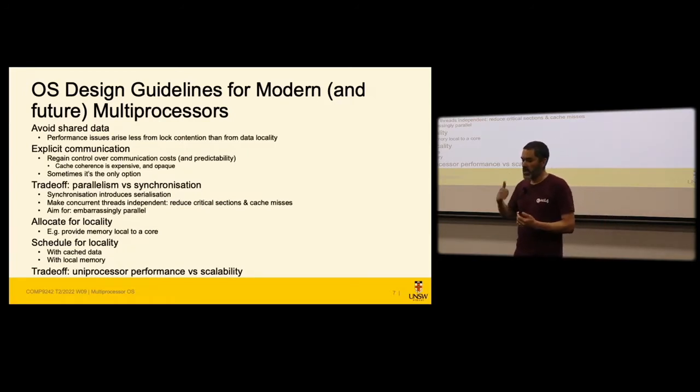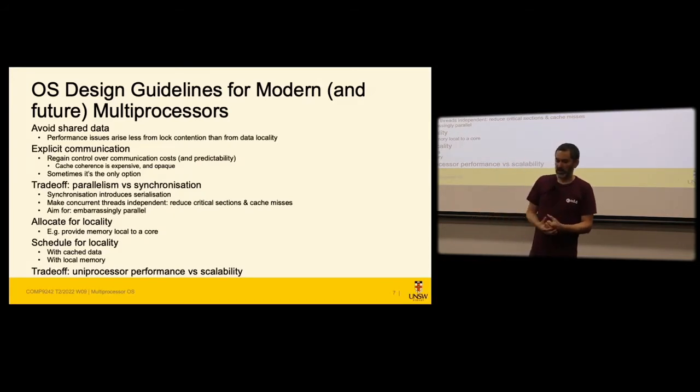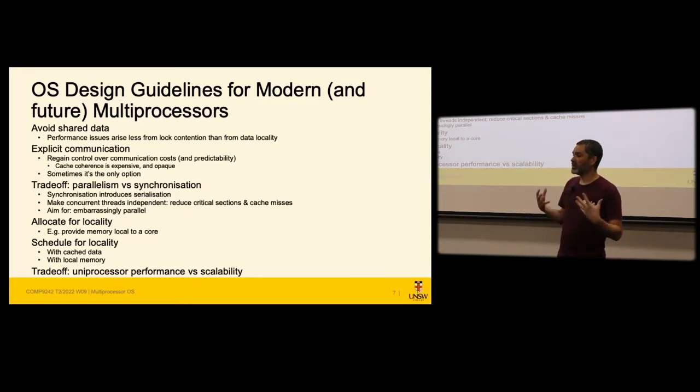It's important to allocate for locality. If you're allocating memory for a process, then make sure that memory is being allocated from memory that's close to the core. So your system needs to be aware of where all the memory is located, where it can allocate from, and how that's going to be allocated. Like if you're doing a malloc or something like that, where is that memory coming from?